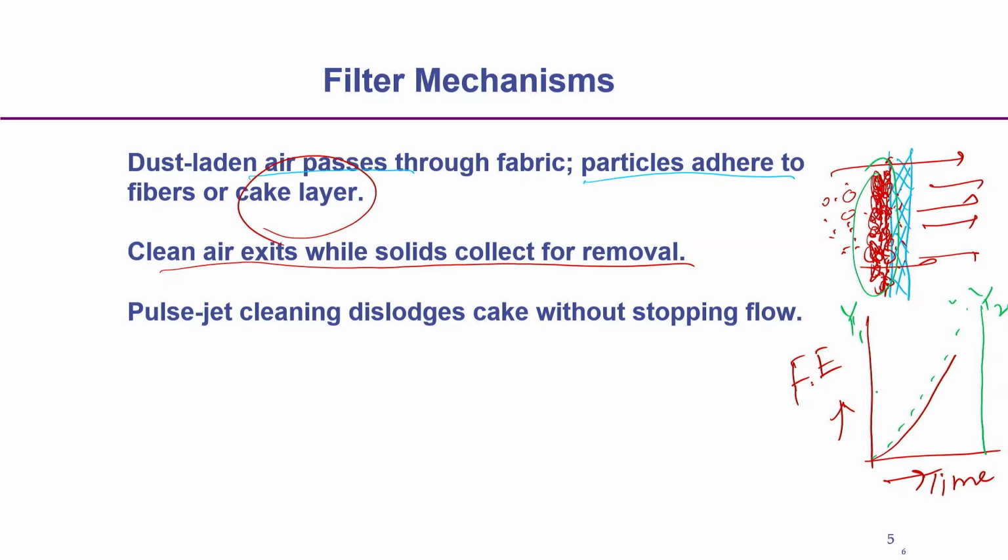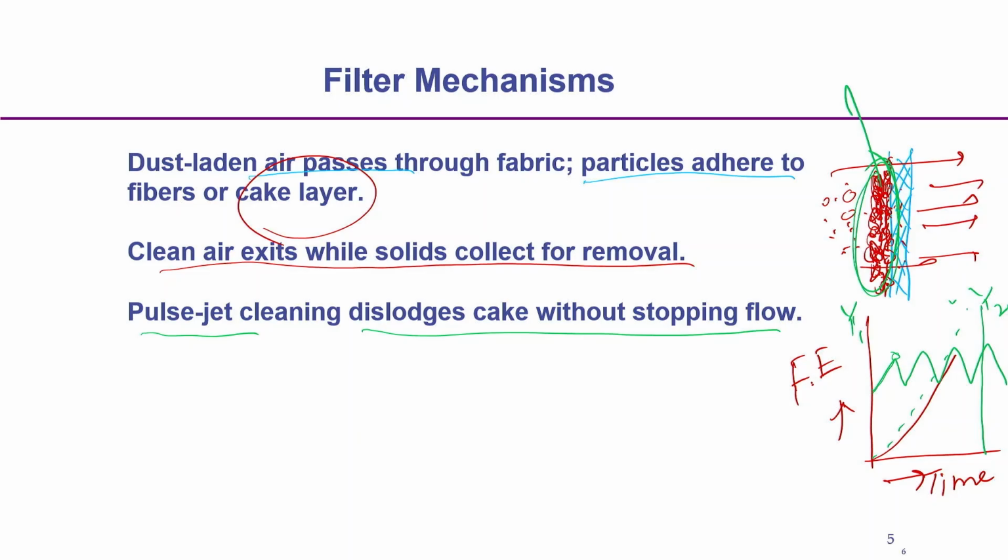So, the pattern should be like this, it should not increase too much. So, gradually the pressure drop is increasing. When the pressure drop increases to a certain level, we must clean all this additionally deposited surface particles. So, that is done by pulse jet cleaning, which dislodges the cake without stopping the flow.